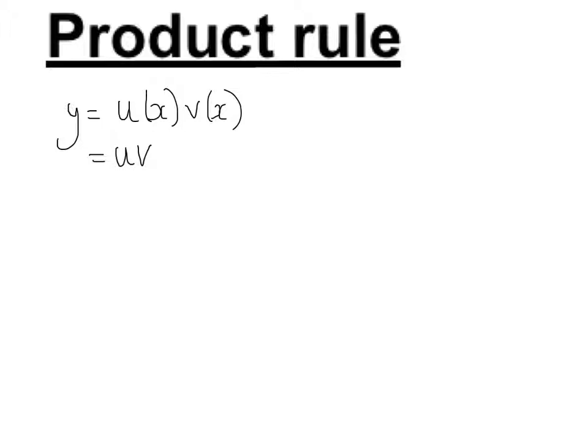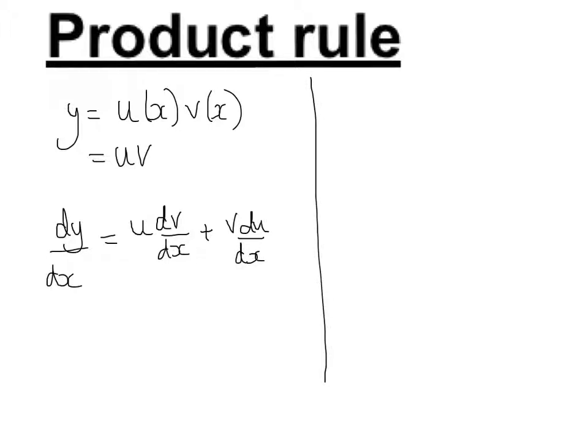Okay, what the product rule says is that if we differentiated y with respect to x, what you do is it's the sum of u multiplied by the differential of v and v multiplied by the differential of u. Okay, we'll do an example to think about.